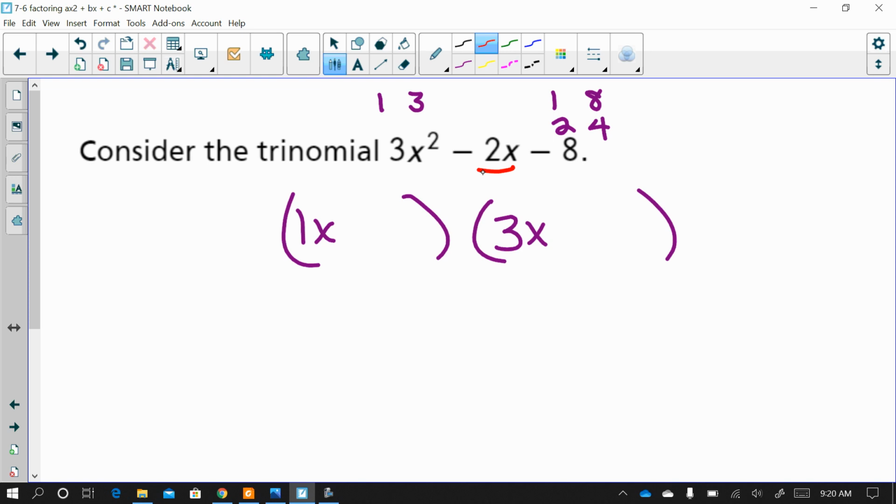My goal is to get to 2. Do you think the 8's going to help me at all? Probably not, so I'm going to cross that guy off. So we're going to try the 2 and the 4. Stick a 2, stick a 4.